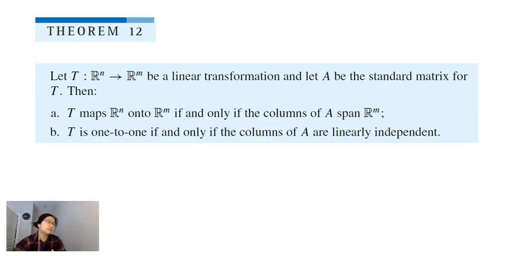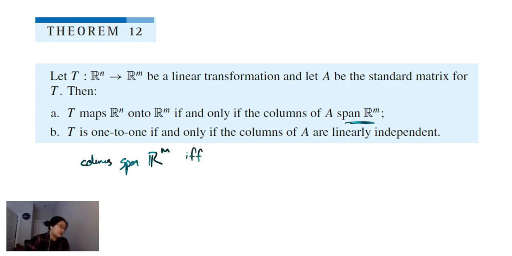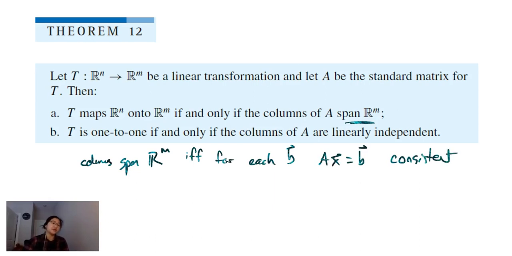So if we have T, a linear transformation from Rn to Rm, and A is our standard matrix for T, then we have a couple things. We have that T maps Rn onto Rm if and only if the columns of A span Rm. And that's because the columns span Rm if and only if for each b vector, Ax equals b is consistent, meaning that there is a solution, right? Consistent systems have at least one solution.